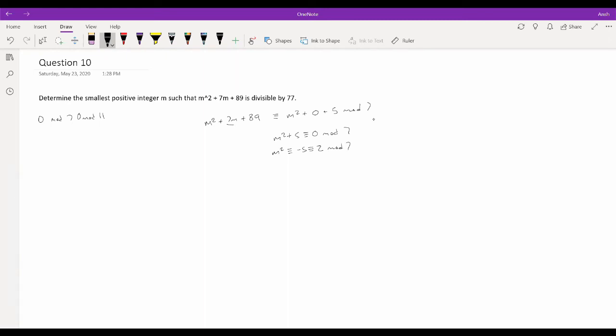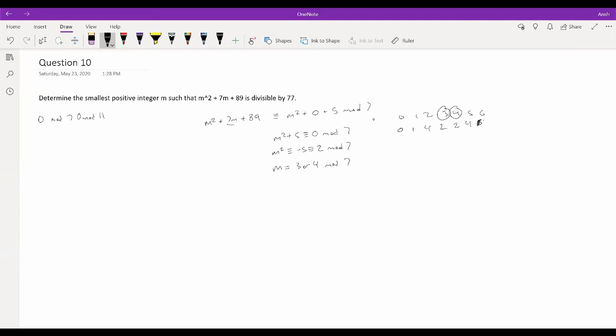So if we test out values for m squared, well, 1 squared is 1, 2 squared is 4, 3 squared is 9, which is 2 mod 7, so 3 works. 4 squared is 16, which is also 2 mod 7, so that works. 5 squared would be 25, which would be 4 mod 7, and 6 would be 36, which is 1 mod 7. So 3 and 4 both work. So we have two solutions in mod 7, which is 3 mod 7 and 4 mod 7.